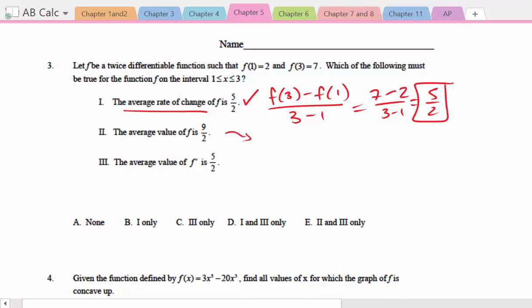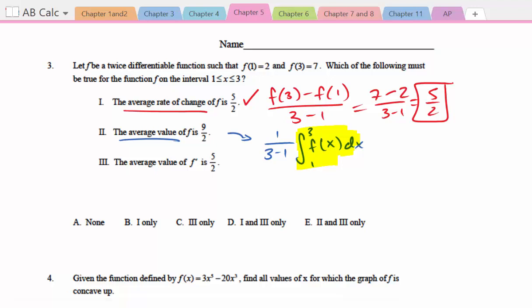Is it true that the average value of f is 9/2? Well, that would mean using the average value formula, which is 1 over 3 minus 1 times the integral of f of x dx from 1 to 3. I don't know what this equals. Nowhere in this problem am I actually able to figure out what the antiderivative of f is, nor do I know what the area of f is from 1 to 3, nor can I do anything. So this leaves me wondering.